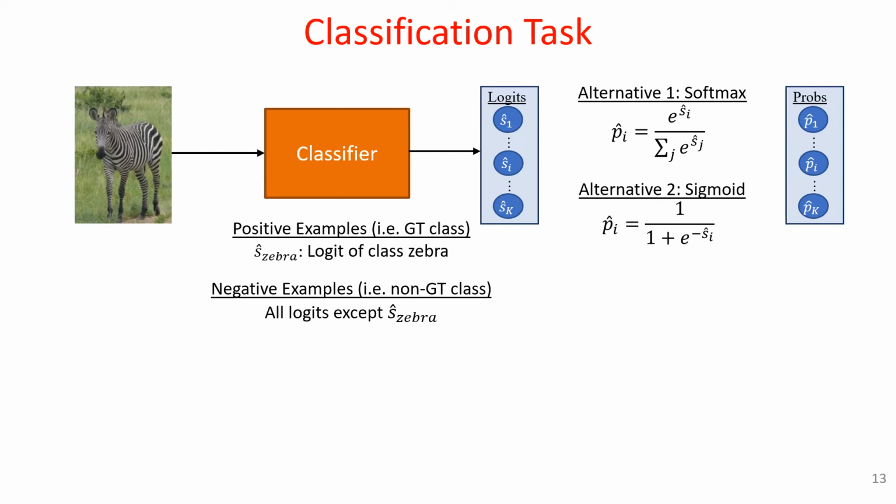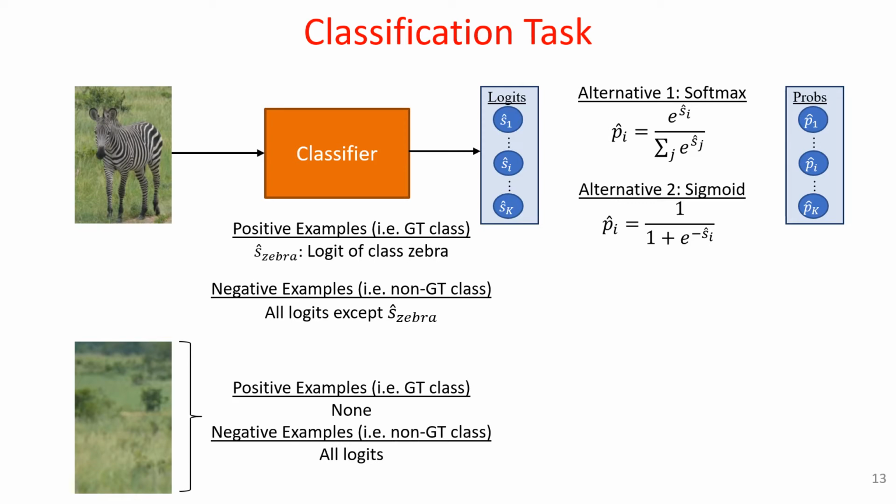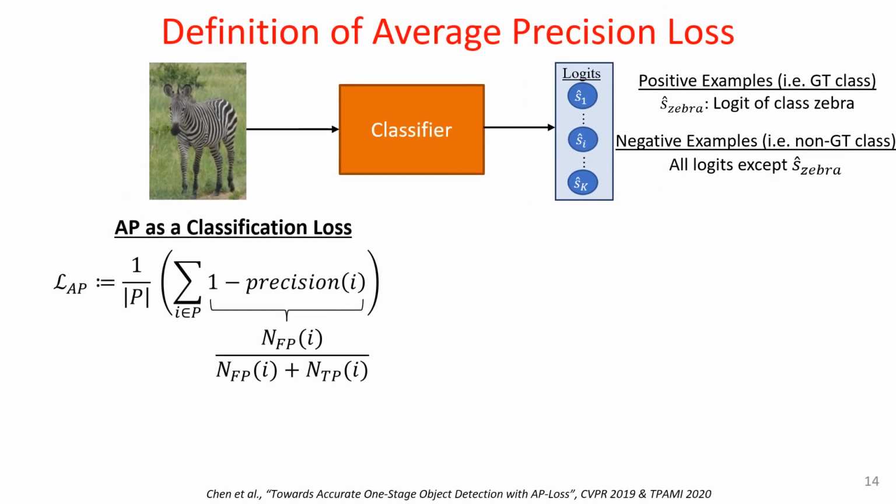Besides, if an image does not contain any of the ground truth classes, then all the logits will be regarded as negative examples. With a similar intuition to our example number of false positives loss function that we discussed earlier, average precision loss is defined as the average of the precision errors on positive examples.